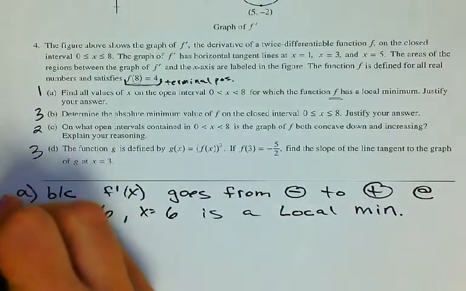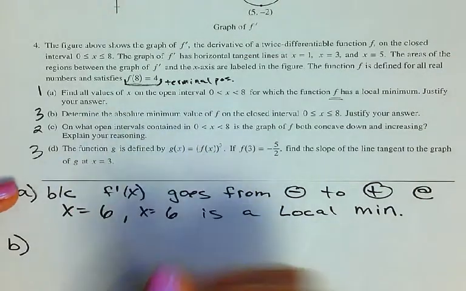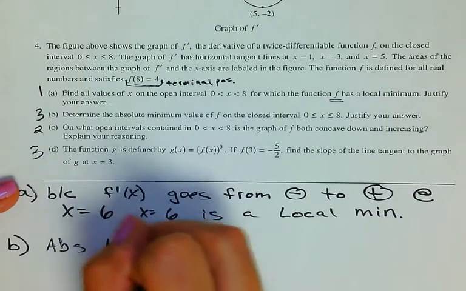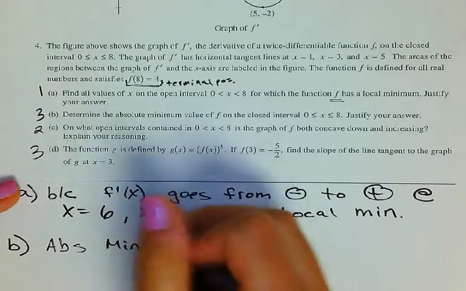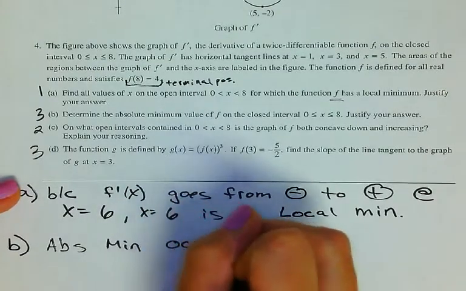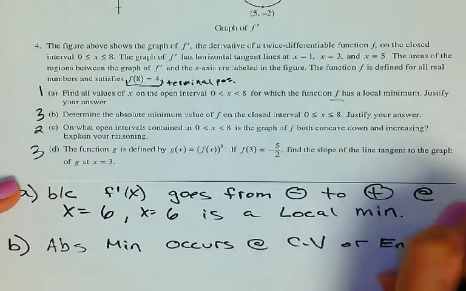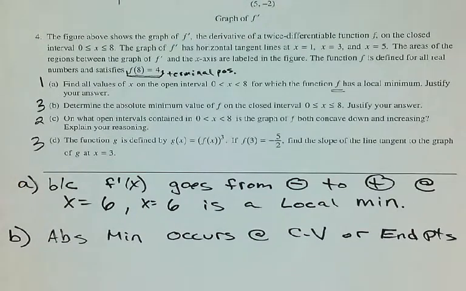Part B, okay, is asking me to determine the absolute minimum value of f on the closed interval. Justify your answer. So we're talking about the absolute minimum. So remember, absolute or the extrema, okay, the absolute min has to occur at one of two places by definition. It has to occur at a critical value or endpoints, okay? So we need to take into account the critical values and the endpoints.